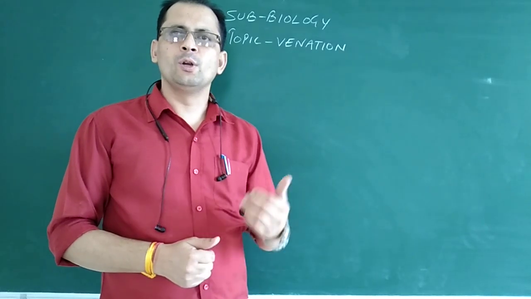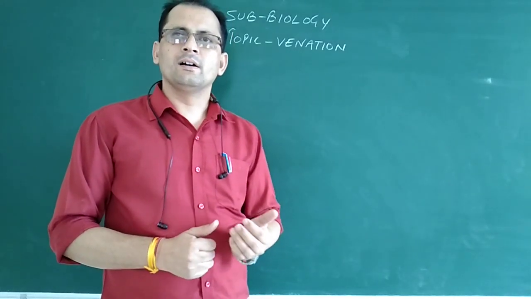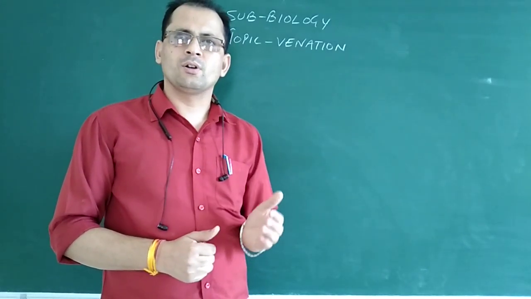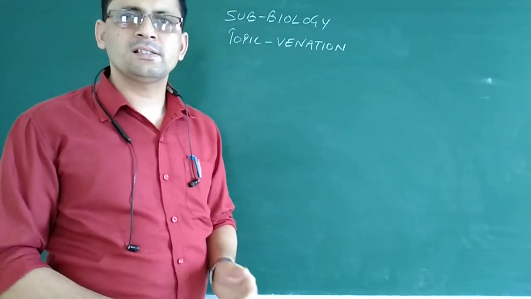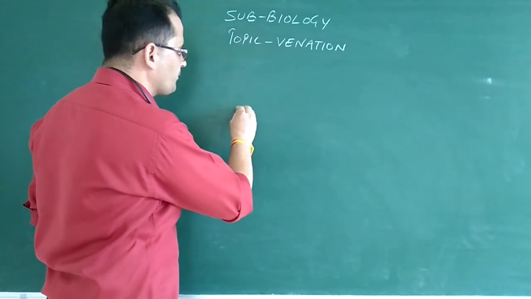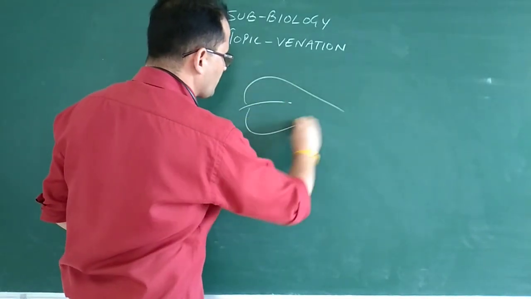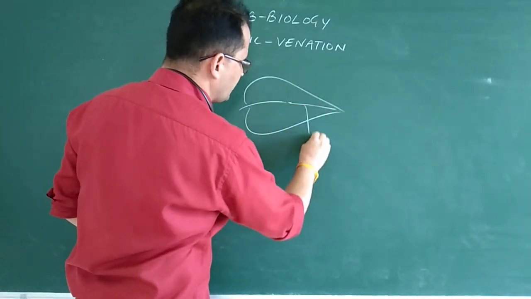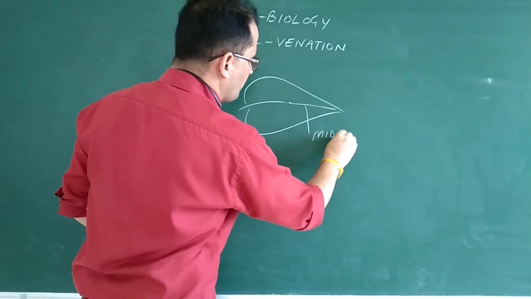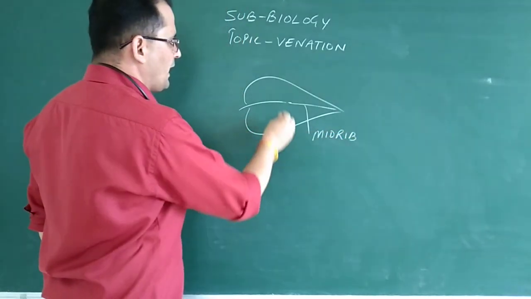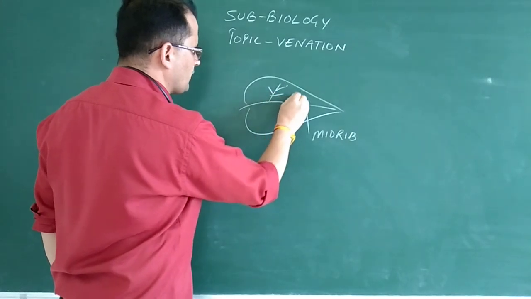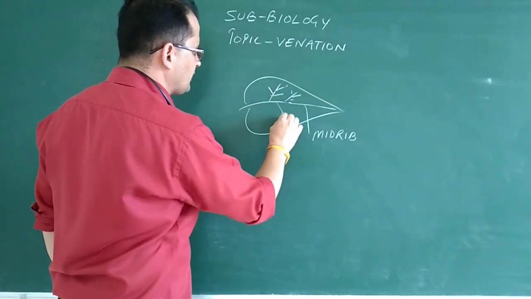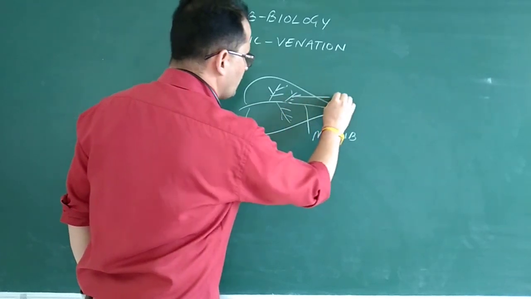Okay, this I told you in class also. The tube-like structures or the lines which are present on the surface of leaves are known as veins. You can see here, this is the leaf, this is the midrib. From this midrib you have seen certain lines arising, and these lines are known as veins.